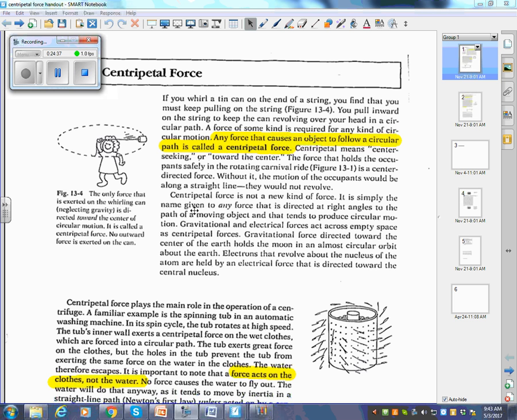Centripetal force is not a new kind of force. It is simply the name given to any force that is directed at right angles to the path of a moving object and that tends to produce circular motion. Gravitational and electrical forces act across empty space as centripetal forces. A gravitational force directed toward the center of the Earth holds the moon in an almost circular orbit about the Earth. So the Earth's gravity is a centripetal force. That's what holds the moon in orbit. Electrons that revolve around the nucleus of the atom are held by an electrical force that is directed toward the center of the nucleus. So in other words, any force that is toward the center of a circular path is centripetal.